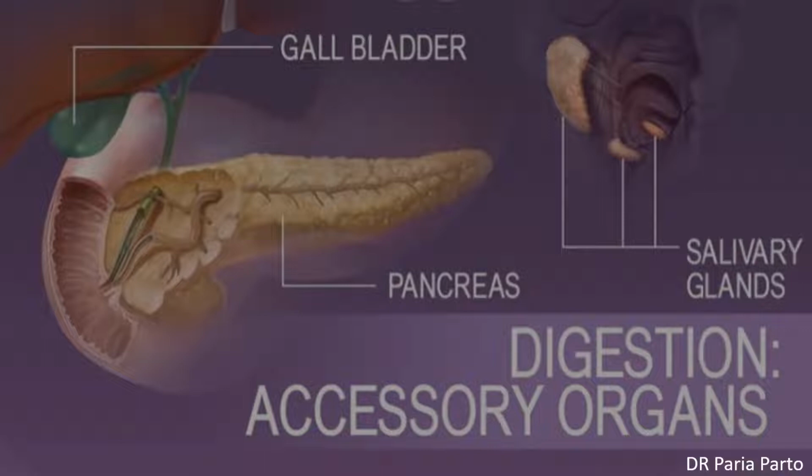We have teeth and tongue as the accessory digestive structures, which can help making the food smaller and help mixing the food with our saliva. You can see liver in this picture. The liver has different functions, but it can make bile, and bile is stored in our gallbladder, and we can use it for the digestion of fats.